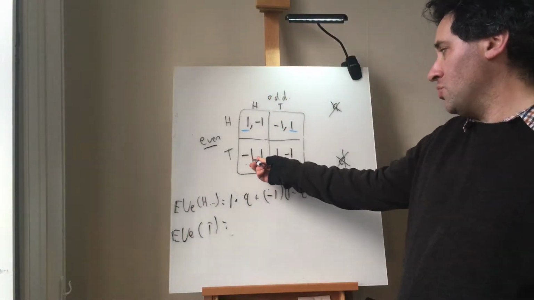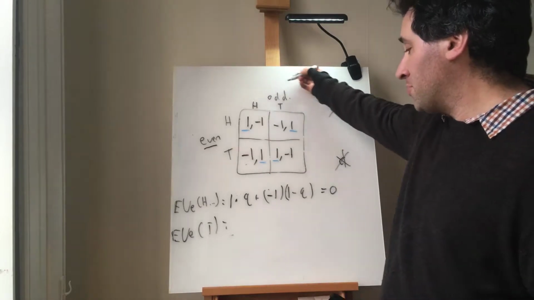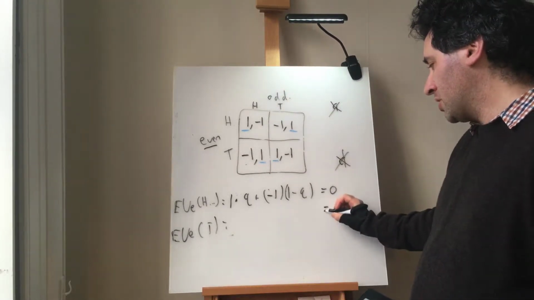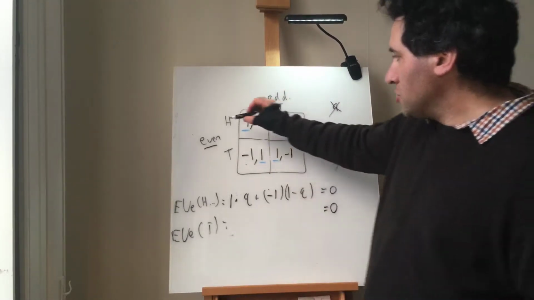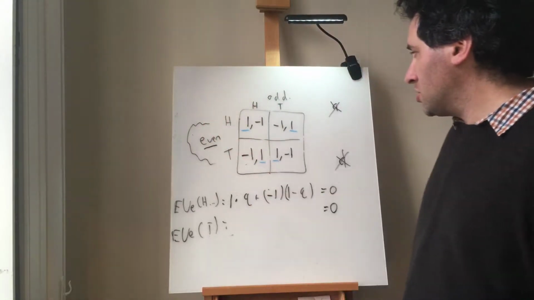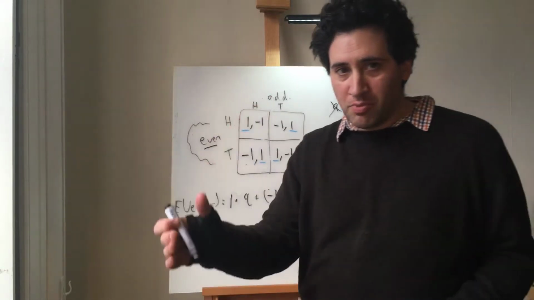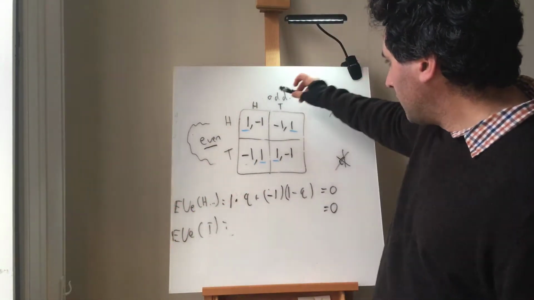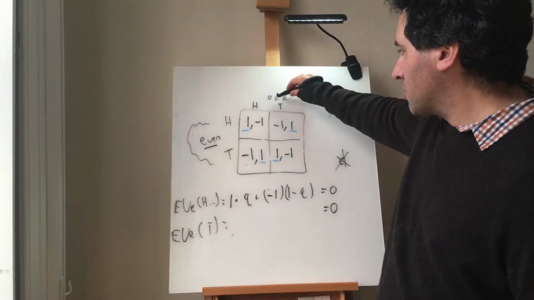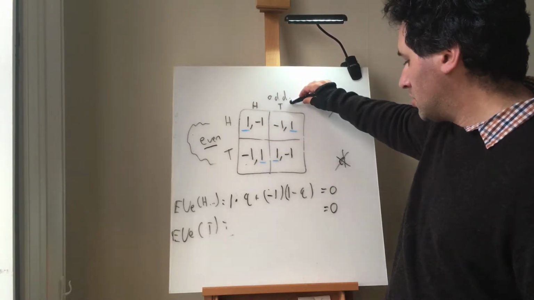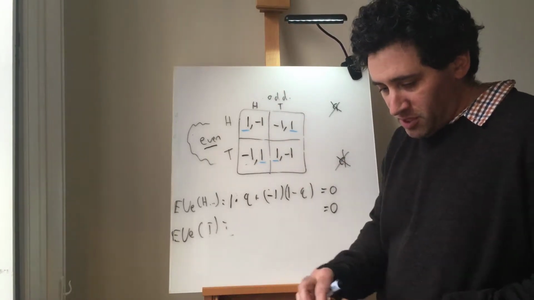Half the time he loses 1, half the time he gains 1, if the odd player is just flipping a coin. Okay, so that will also add up to 0. So the even player is indifferent between these 2. If the odd player is flipping a coin with 50% probabilities, and if the even player is flipping a coin, the odd player is indifferent between these 2. Okay, so I've over-explained this as usual.